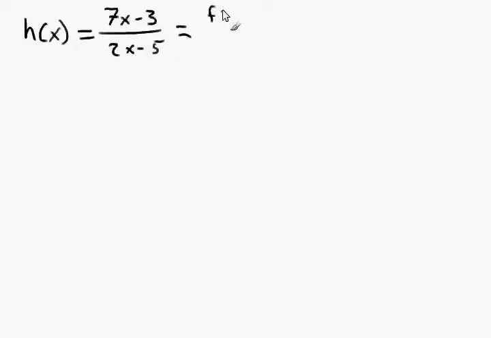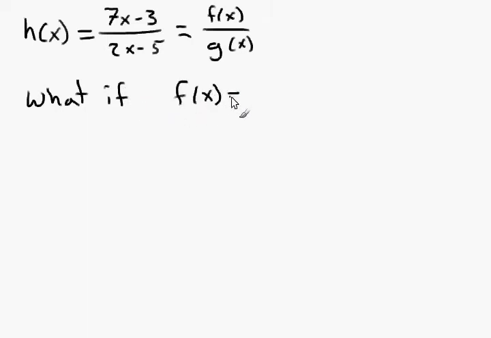I want to go back to the function h of x that we created and just think about some of its properties. And if you'll recall, we said this was f of x in the numerator, and we called the denominator g of x. Now, what if f of x is equal to 0?